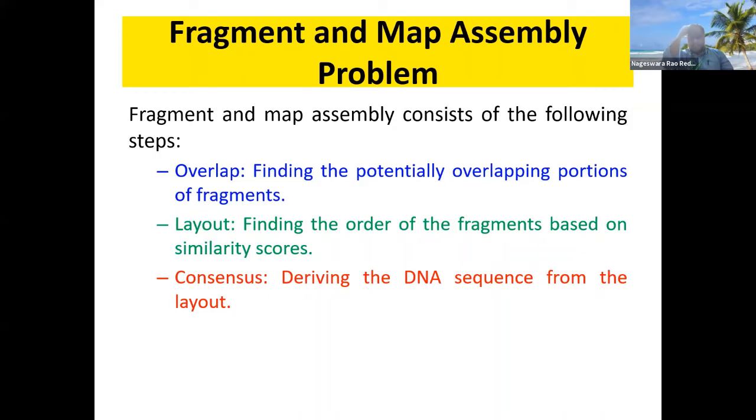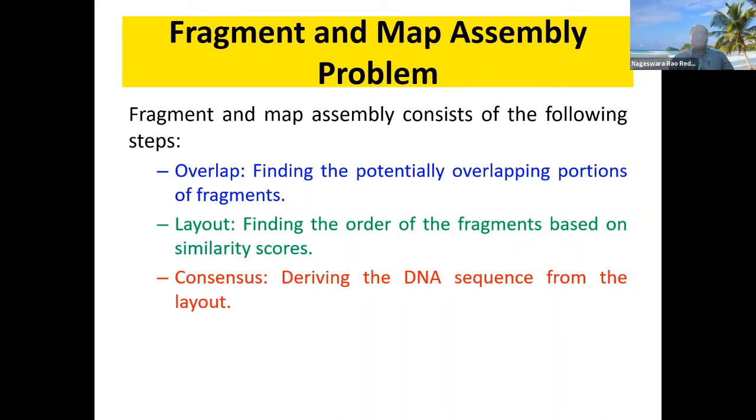And for that, we actually follow 3 steps. First thing is we try to identify the overlapping portions of the fragments that we have during the genome assembly. And second thing is we try to develop a layout. So layout is nothing but finding the order of the fragments based on the similarity scores. We first go through the order of the fragments and then we try to see in which order they are. So once we get the order, we can get a consensus, that is, deriving the DNA sequence from the layout.